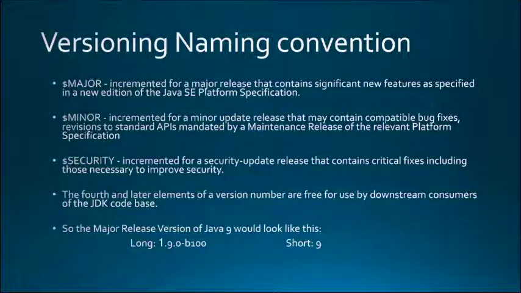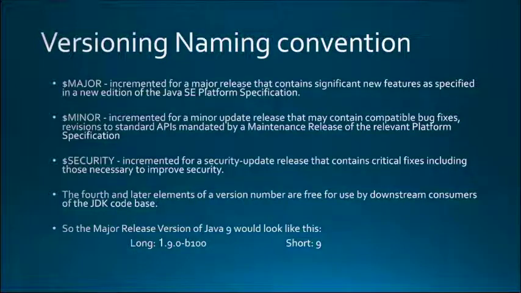Security, which will be the third one, is basically any critical fixes or patches to security issues. And the fourth, which is what most people do, is just a free version number. So you could do 1.9.0.b100, which could be a beta release. Could be A for alpha release. It could basically be whatever you want to help describe the particular release.